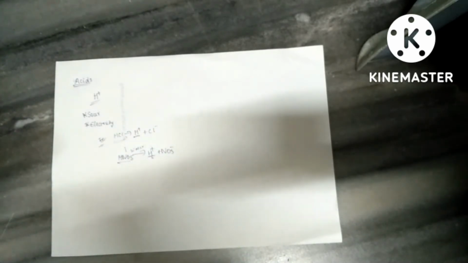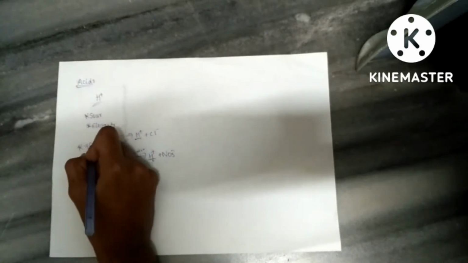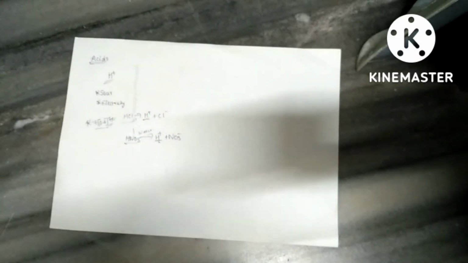Next, the pH value of acids is less than 7. The pH value of acid lies between 0 to 6. Acid turns blue litmus paper into red.